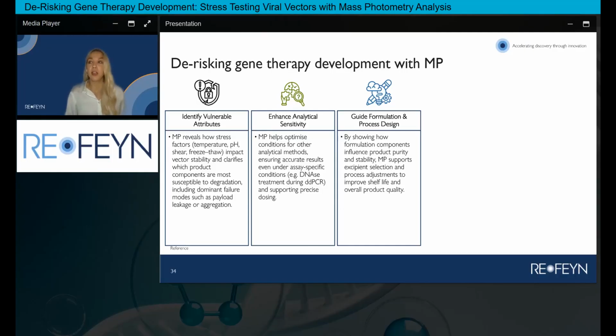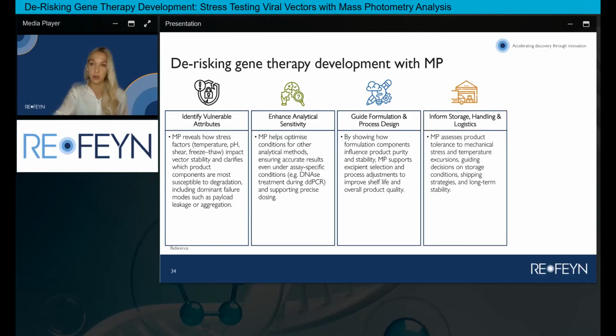Besides that, formulation is extremely important for the shelf life and long-term stability of products. So mass spectrometry can support excipient selection by quickly testing different excipients under storage conditions and seeing whether any degradation in the viral vectors is happening.